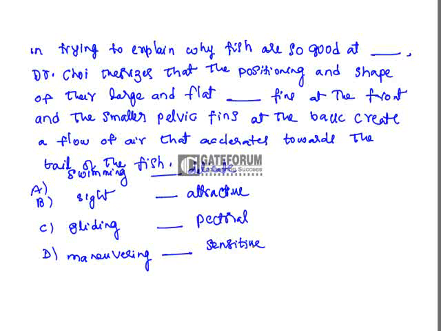Maneuvering and sensitive fins. Maneuvering is like a strategic movement, particularly in naval or battle movement. That's called maneuvering. Move strategically. Now here, which particular fins of the fish are helpful in swimming? So here the answer must be gliding and pectoral. Pectoral refers to the chest or breast fins. So that helps them in moving fast.